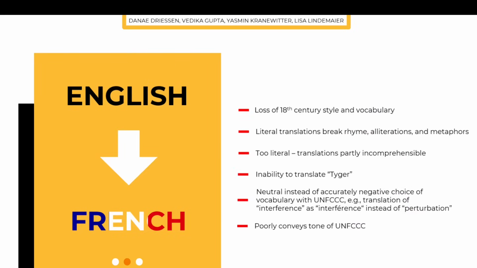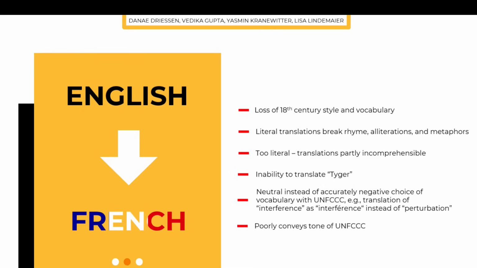We also asked ChatGPT to translate from English to French. Just like with the Dutch translation, we saw a loss of the specific 18th century style. The translation also broke again the rhyme, alliterations, and metaphors. Like in the first translation, ChatGPT was unable to translate the poem in the way a human would have done, so that it still would be a poem.